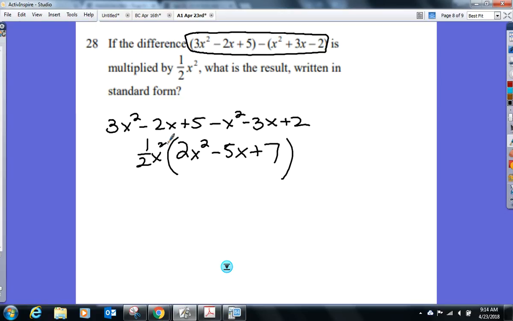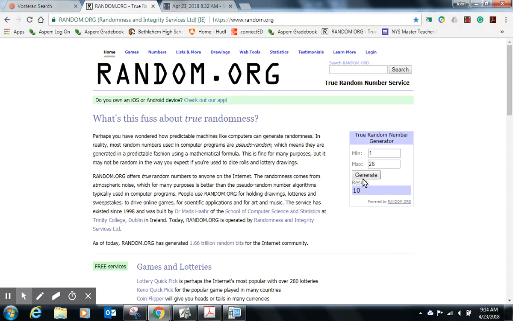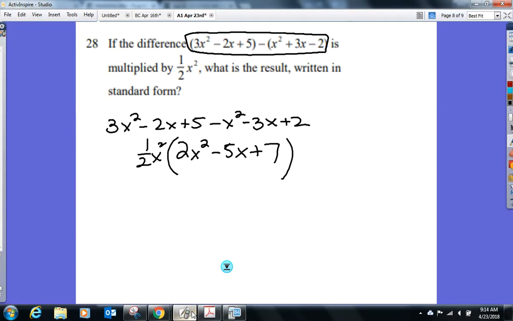So I'm going to need 3 people right now to help me distribute this. Who's got 10? Okay, Matt, ready? 1/2 x squared times 2x squared. Ready? 1/2 times 2, 1 x squared times x squared. What do I do? X squared times x squared, you're multiplying. X to the 4th, you add the exponents. So I have 1x to the 4th. Are we okay on how we got there? 1/2 times 2 gives me the 1. X squared times x squared, x to the 4th, add your exponents.